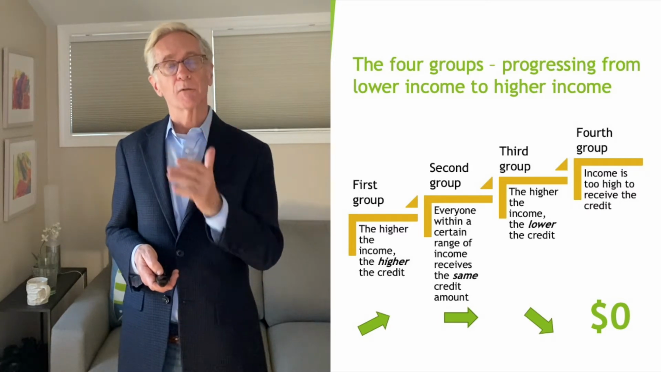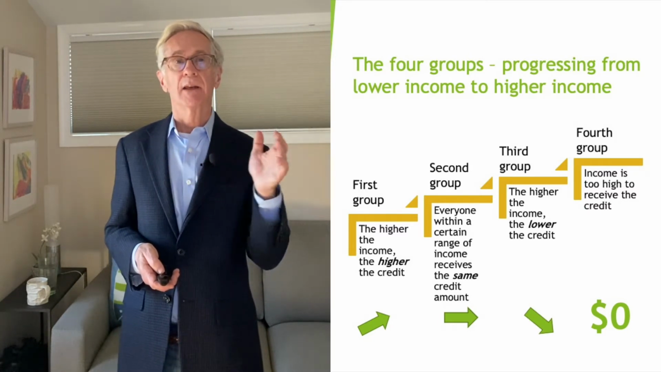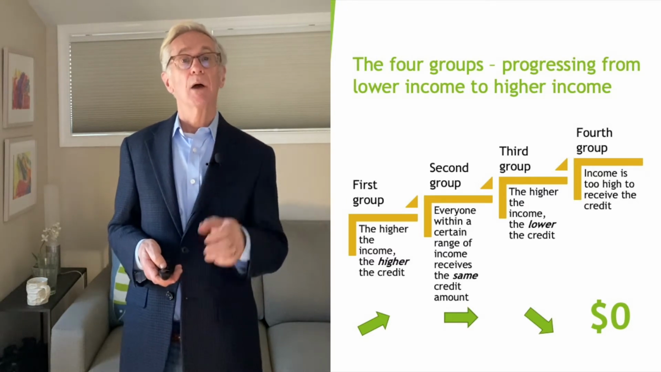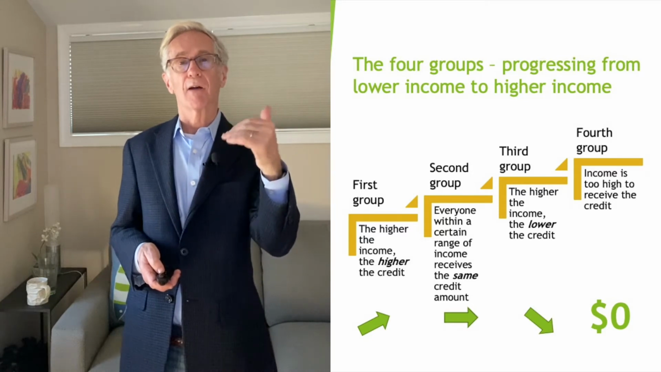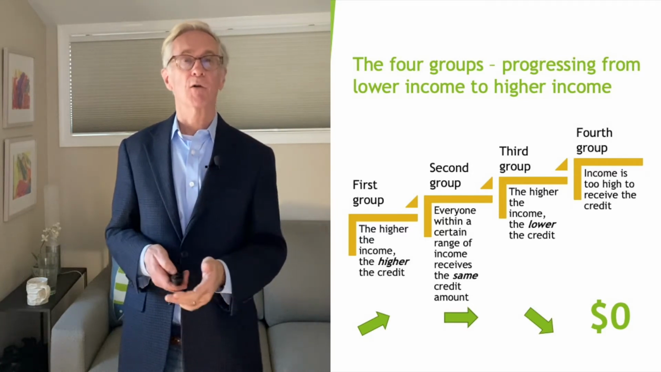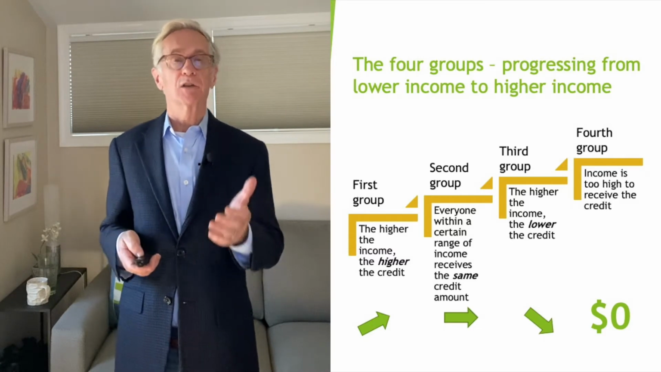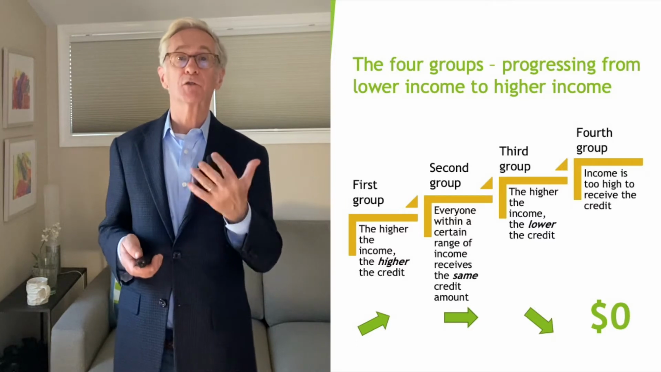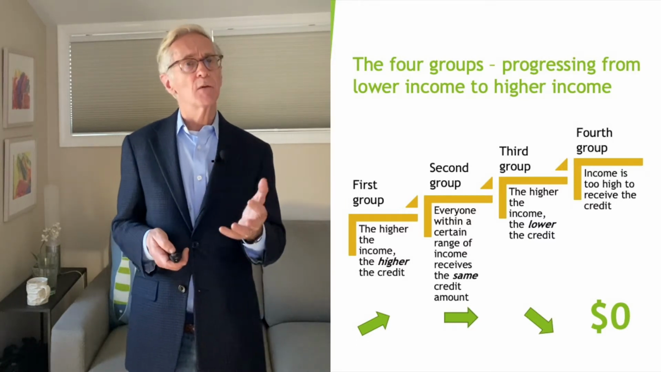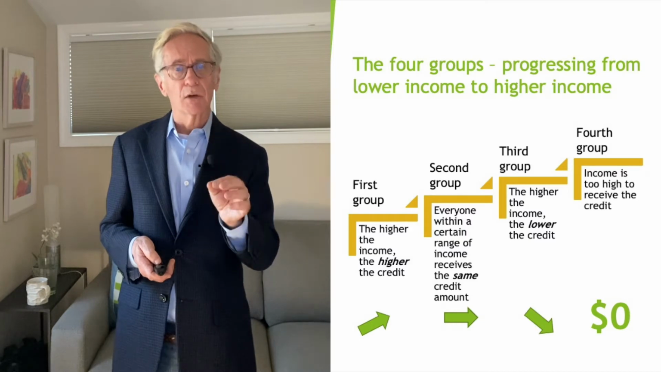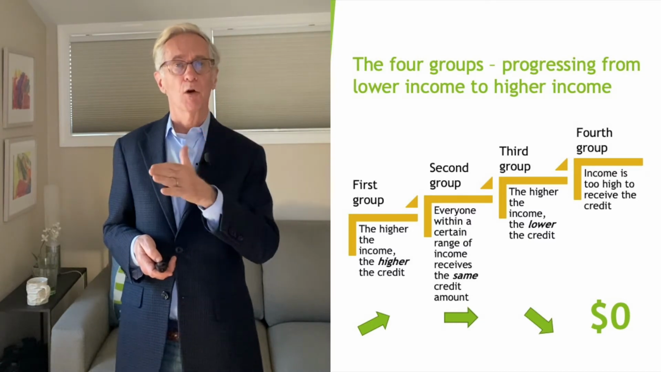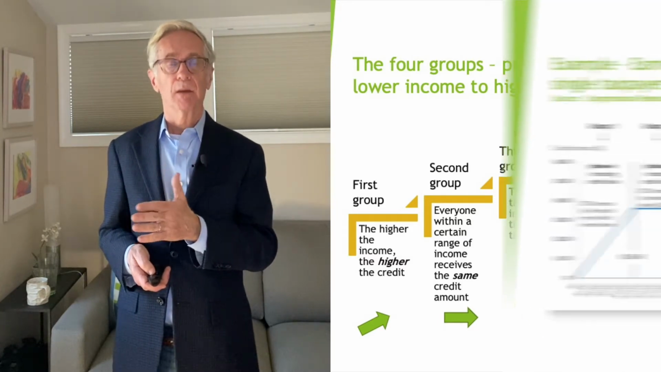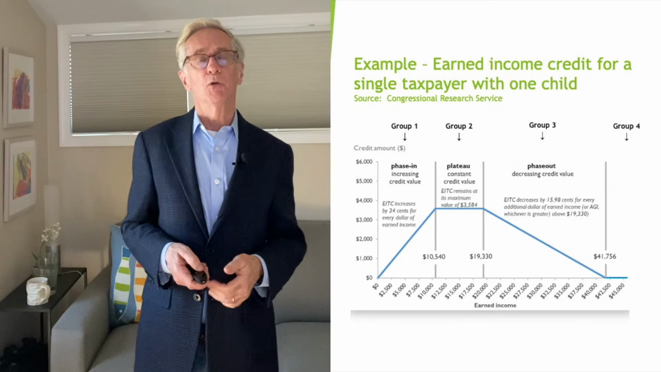Then I have the third group. The third group has higher income than either the first or the second group. And for this group, the higher the income, the lower the credit. That's why I put an arrow there going down. The higher income, the lower the credit. And then the fourth group, which makes more money than the first, second, or third group, they have higher income. Their income's too high to receive the credit. That's why the formula is so complicated, because it has all these different groups progressing from lower income to higher income. Here I want to show you, kind of graph it out.